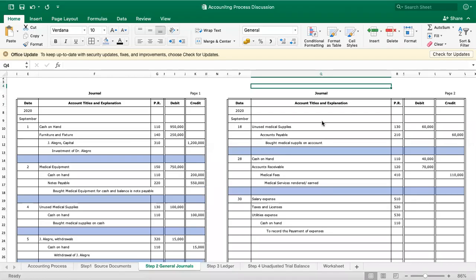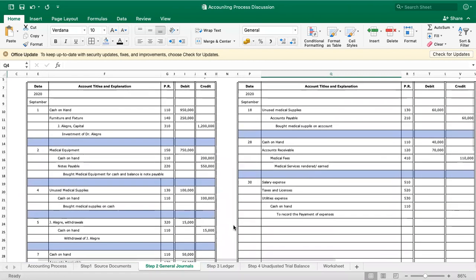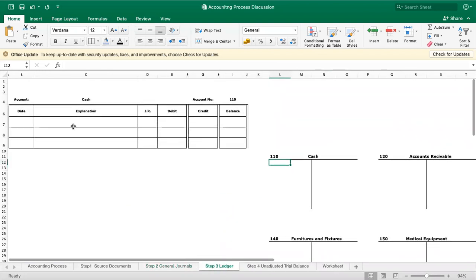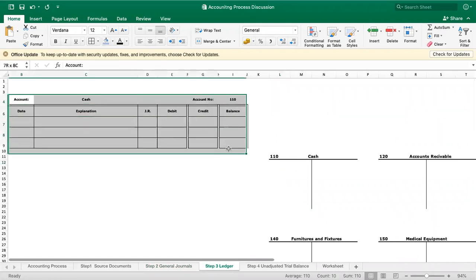Okay, so we are done with step 2, journalizing the transactions. After journalizing the transactions, let's now proceed with step 3, which is posting to the ledger, or what we call the general ledger. Actually, this is our general ledger sheet. Okay, so this is our general ledger. This is the format of the general ledger.